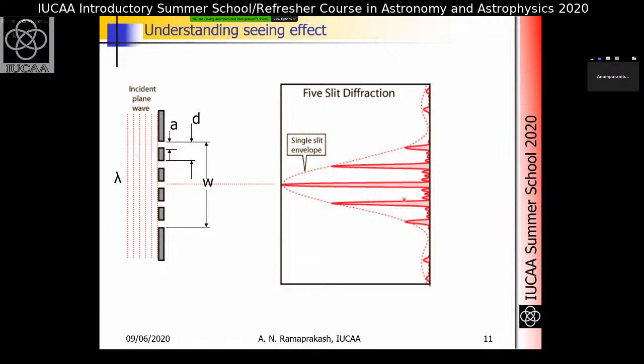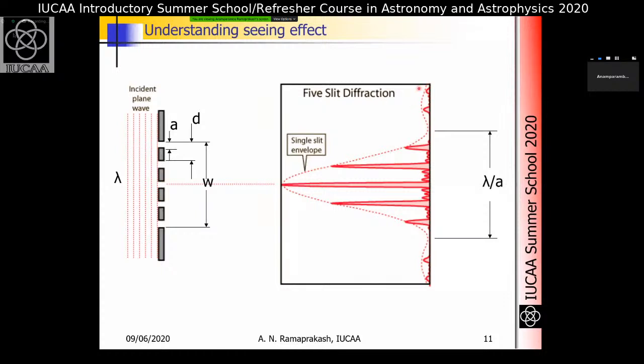Now, if I look at the structures here, there will be a one-to-one relation. The smallest structure here, which is A, its inverse, lambda over A, defines the largest structure in the diffraction pattern, the far field pattern.